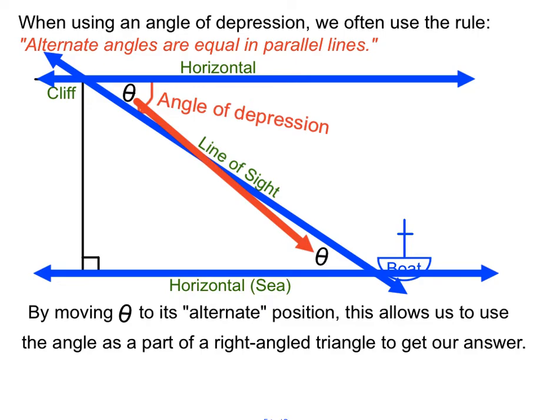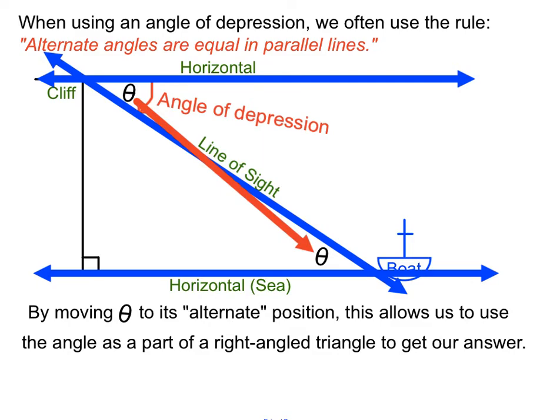So by moving theta to its alternate position down there, and I'm just having a play on words there for my enjoyment, I like to entertain myself at times. By moving theta to its alternate position, this allows us to use the angle as part of a right angle triangle to get our answer. So the angle of depression while it was up the top there wasn't really a part of a right angle triangle, and so we're making it be part of a right angle triangle to help our solving of the question.